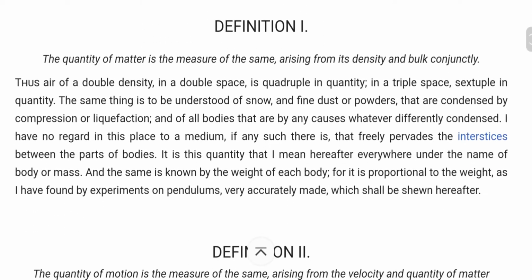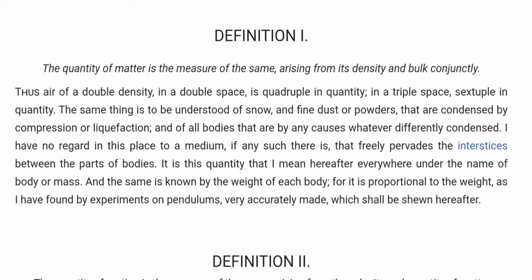So here we go. "The quantity of matter is the measure of the same, arising from its density and bulk conjunctly. Thus, air of double density in a double space is quadruple in quantity, in a triple space, sextuple in quantity. The same thing is to be understood of snow and fine dust or powders that are condensed by compression or liquefaction, and of all bodies that are by any causes whatever differently condensed.